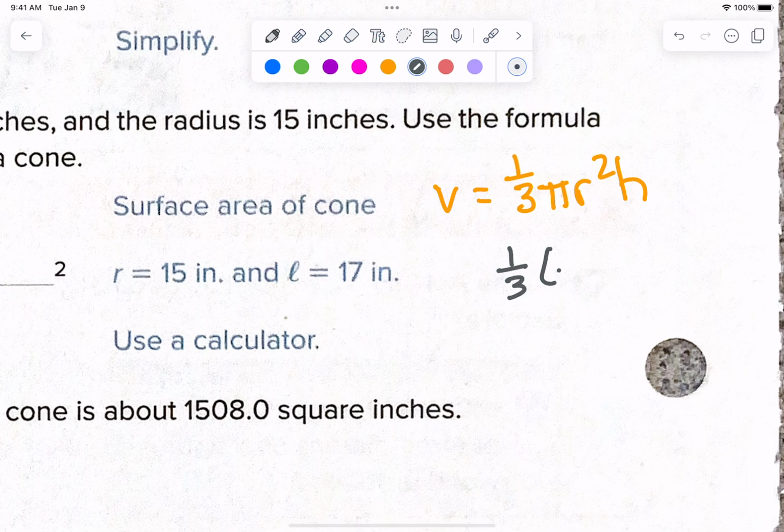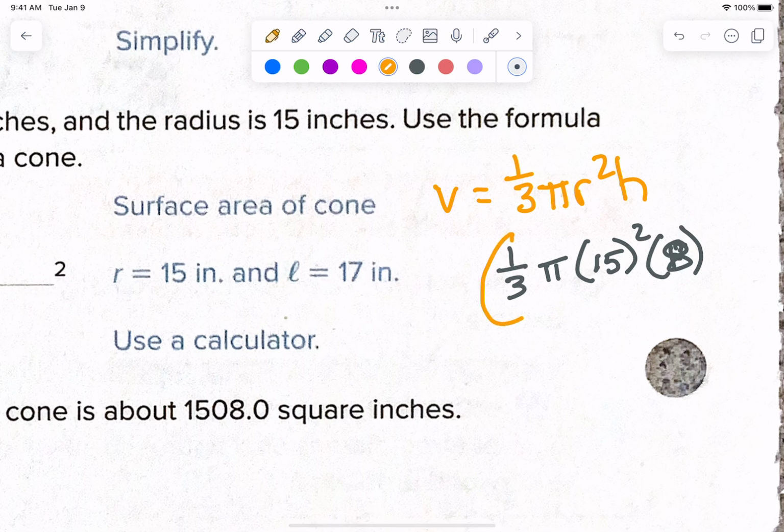All right, let's try the volume. 1/3 times pi times the radius, which was 15 squared, times the height, which is, what was it? 8? The height was 8. Okay. Now, here's what I do. I don't worry about the third till the end.